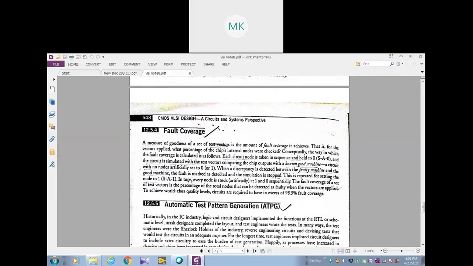Next is fault coverage. Why are we using fault coverage? We use test vectors to check your circuit. Now how do we find the goodness or success rate of this test vector? That is done by fault coverage. The measure of goodness of a test vector is the amount of fault coverage it achieves, how much fault you can cover. So the percentage of fault coverage decides the goodness of the test vector you are using.